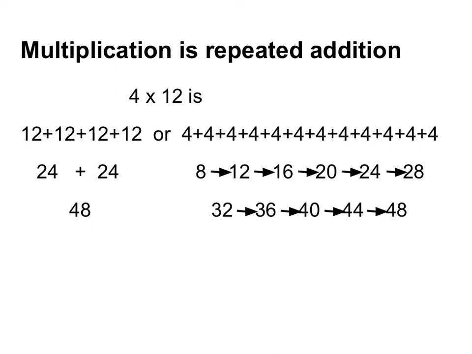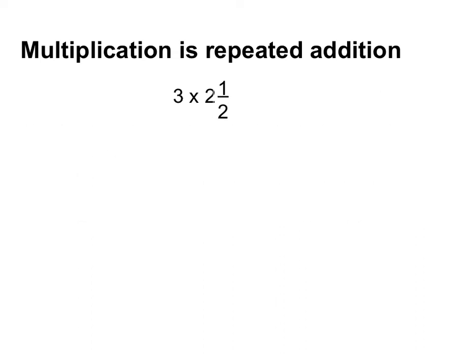Add those up. 4 plus 4 is 8, plus another 4 is 12, plus another 4 is 16, plus another is 20, plus another is 24, plus another is 28, plus another is 32, plus another is 36, plus another is 40, plus another is 44, plus another is 48. So if I add 12 4s, I get to 48. And notice 4 12s and 12 4s both get us to 48.